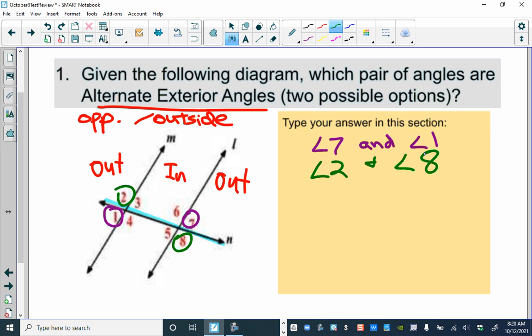Now, the other thing we have to remember, if the two angles are alternate exterior, what's the relationship between those two angles? What would be the relationship measurement-wise between angle 7 and 1 or angle 2 and 8? What would be the relationship? Not vertical, not necessarily. Not a bad guess though. Measurement-wise, you're not far off though.